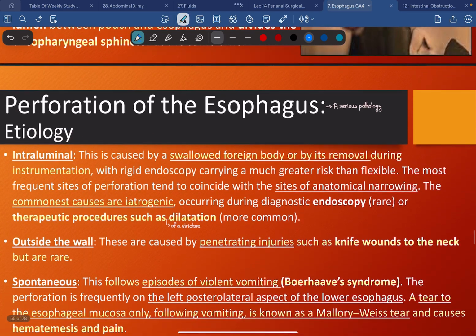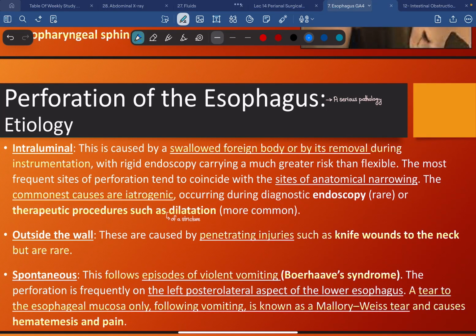Perforation. Perforation of the esophagus is a serious event. We should always be anticipating this to manage immediately, otherwise it will have a high mortality.